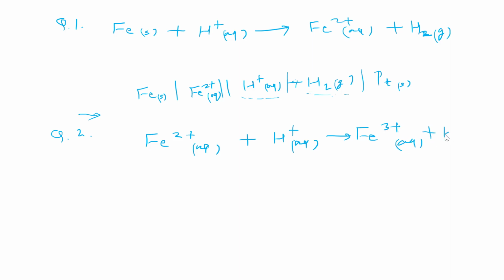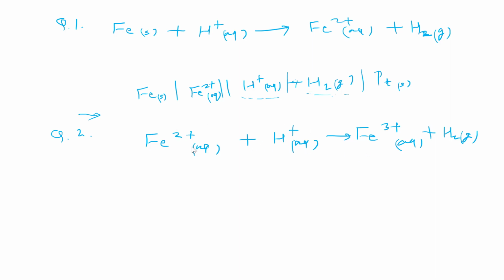Now if we want to represent this cell, then what can we do here? So do you know about it? How can we represent this cell? As you can see in the anode part, the ferrous ion is oxidized to the ferric ion, so both species are aqueous.